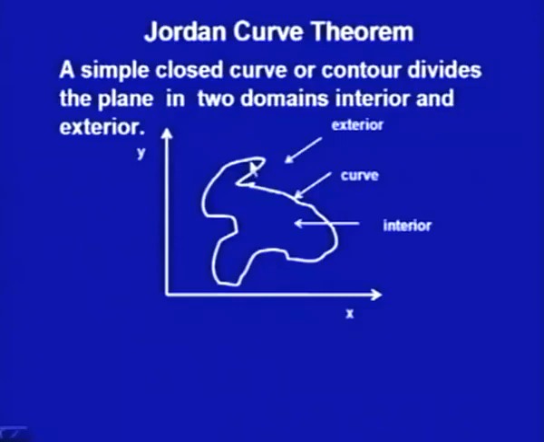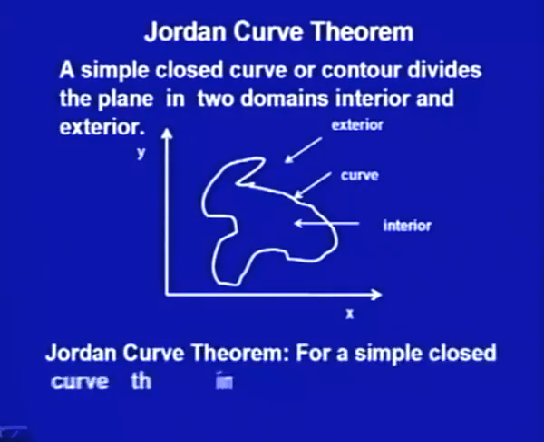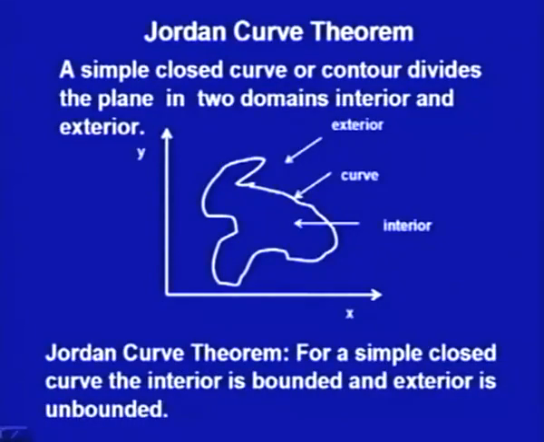What is very clear is that all the points inside are bounded by this curve, and the points in the exterior could be anywhere. So this basic result is called the Jordan curve theorem: for a simple closed curve, the interior is bounded and the exterior is unbounded. The proof of this theorem is a little bit involved, requiring a higher mathematics understanding. So we are not going to prove it mathematically, but geometrically we can understand what we mean by bounded and unbounded, interior and exterior.